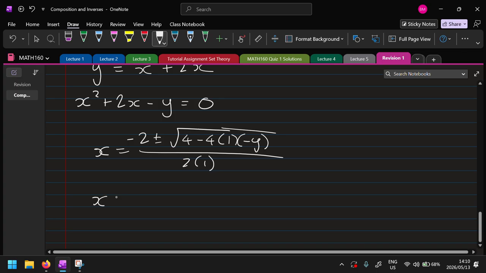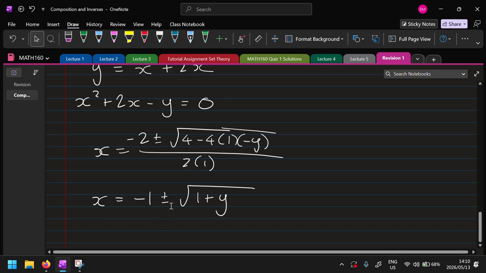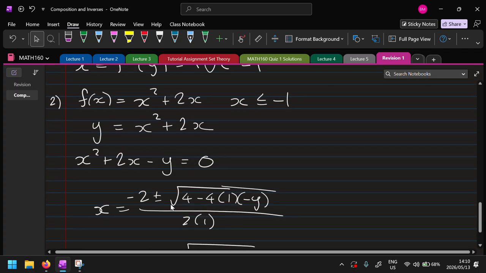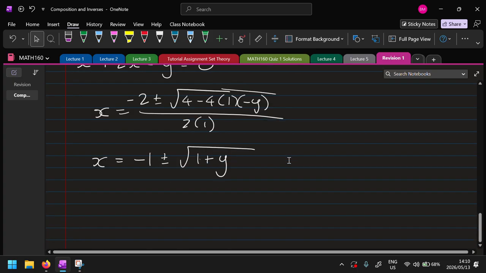So we have x is equal to minus 2 over 2, so we just have minus 1. Then the 4 we can take out, so that's going to be just a 1. Now we need to pick plus or minus. Minus, yeah, because we want x to be less than minus 1.